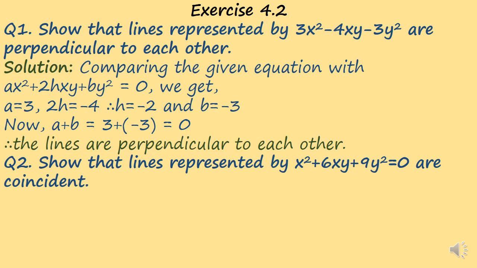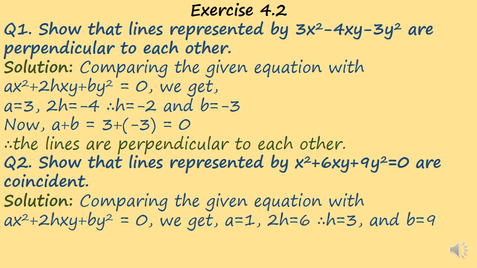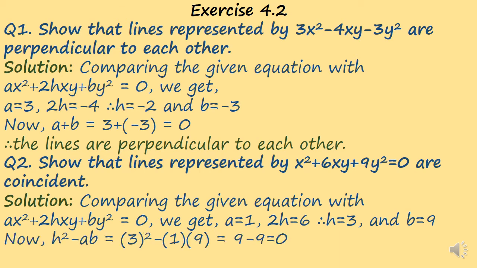The second question, show that the lines represented by x square plus 6xy plus 9y square is equal to 0 are coincident. The condition for coincident lines? Yes, h square minus ab should be 0. So just like we did in the previous sum, we calculate a, 2h and therefore h and b. And we calculate the value for h square minus ab. As you can see, it comes out as 0. And so we say that the lines are coincident.